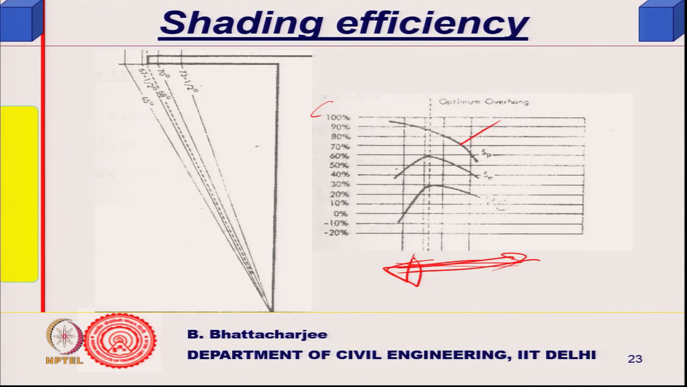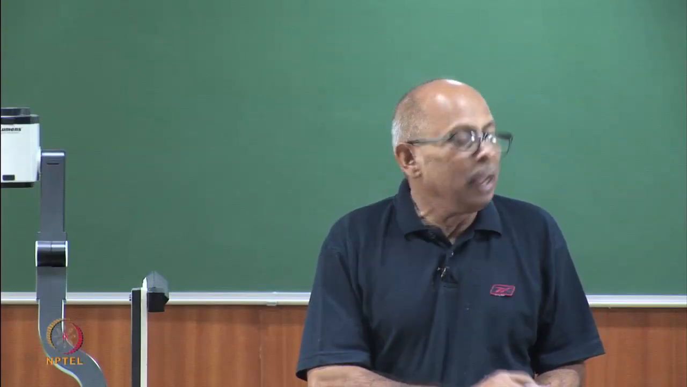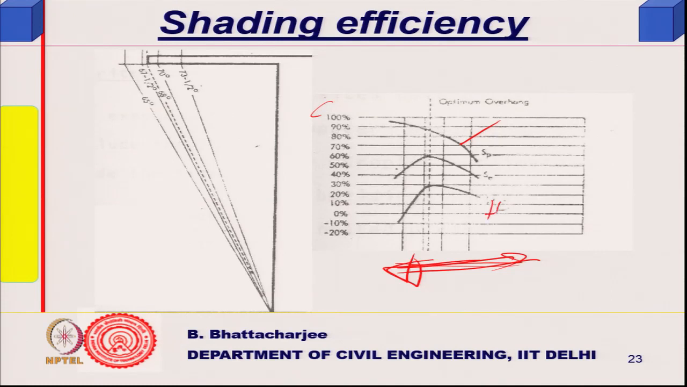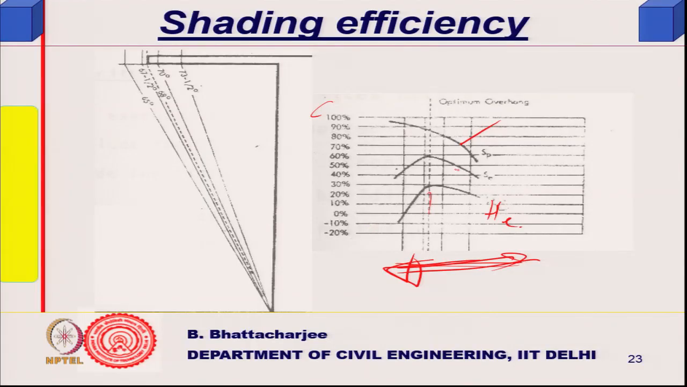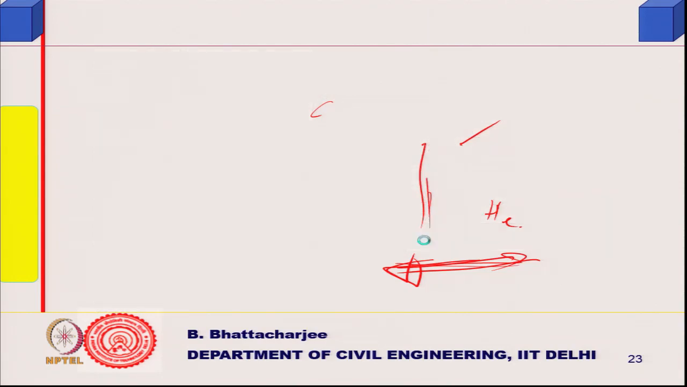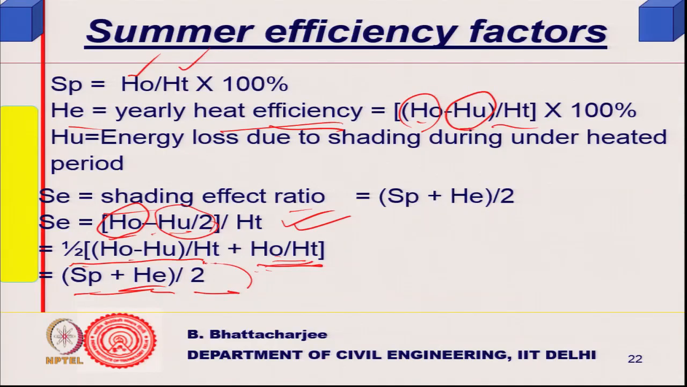What about HE? As I go on increasing this line, it will tend to reduce, because I will block the winter sun. Up to this point, the winter sun does not get touched at all; beyond this it will start blocking, and the combination would be somewhere in between. So, basically there is an optimal length you can find out, which will be governed by this equation.